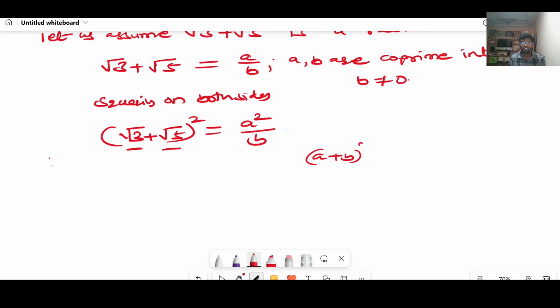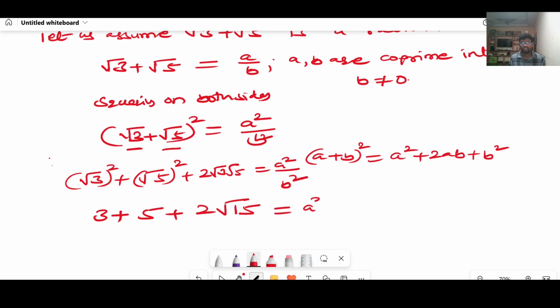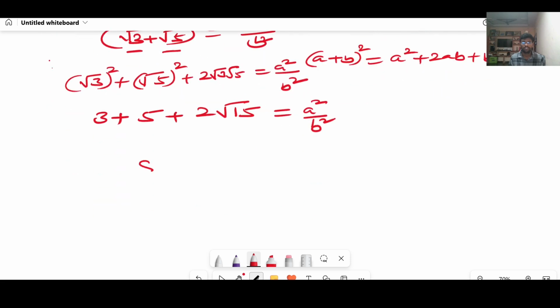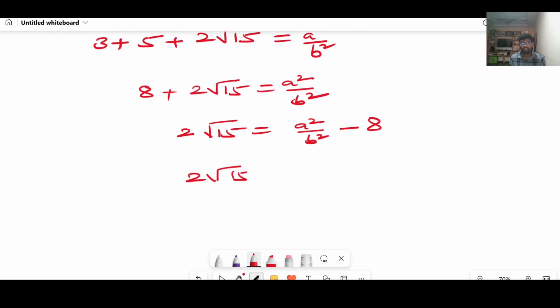We know (a plus b) whole square equals a square plus 2ab plus b square. So it can be 3 plus 5 plus 2 root 15 equal to a square by b square. Right, now 8 plus 2 root 15 equal to a square by b square. So 2 root 15 equal to a square by b square minus 8, that is a square minus 8b square by b square.